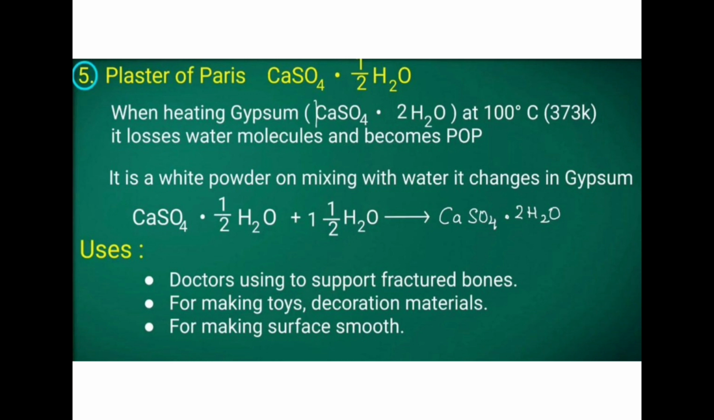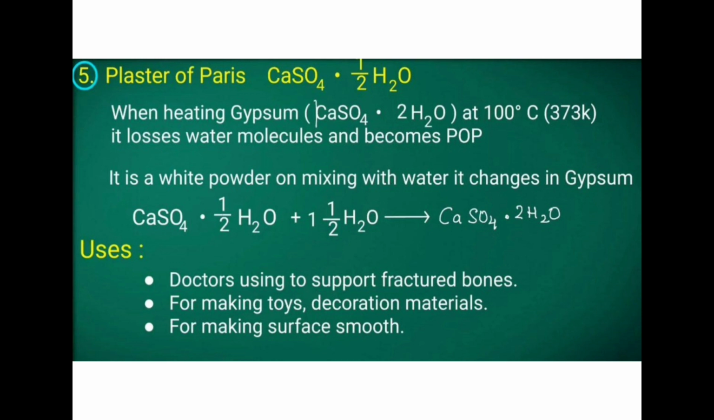Then the last one, this is our last topic. The last topic is about plaster of Paris. So what is plaster of Paris? Here we want to study two compounds. One is gypsum and one is plaster of Paris. These are irreversible processes.